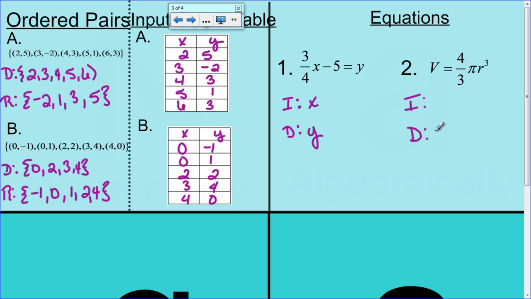The variable all by itself, the v, which stands for volume, is going to be dependent, because in order to be able to find the volume of a sphere, I have to know the independent, which is r, which stands for radius. So there's my independent, dependent variables. That's how we represent functions algebraically. We just use an equation.